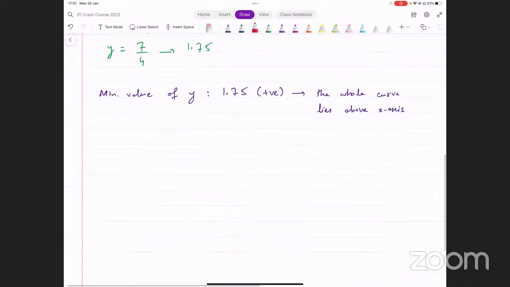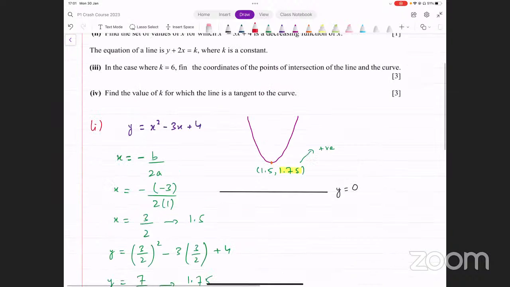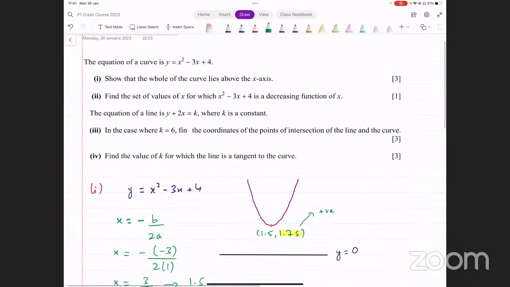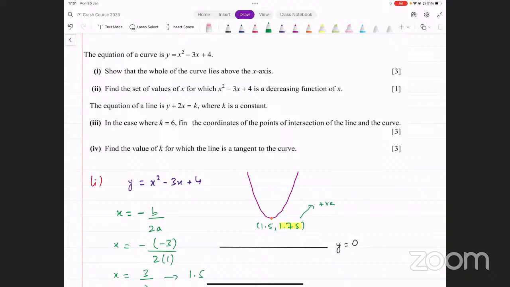Now, there could be another way of thinking about this as well. And what could that be? You could say, since the whole of the curve lies above the x-axis, that means there is no point of intersection between the x-axis and the curve. It does not have any solutions. It does not have any x-intercepts. What does that mean? B square minus 4ac should be less than 0. So if you can prove that the discriminant is less than 0, that could help you prove that the whole of the curve lies above the x-axis.